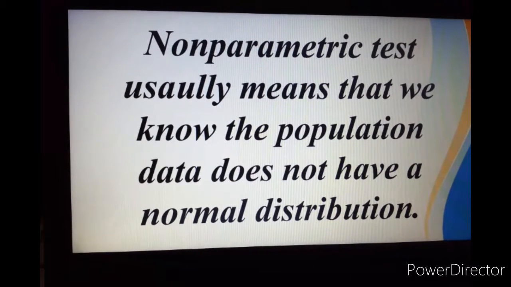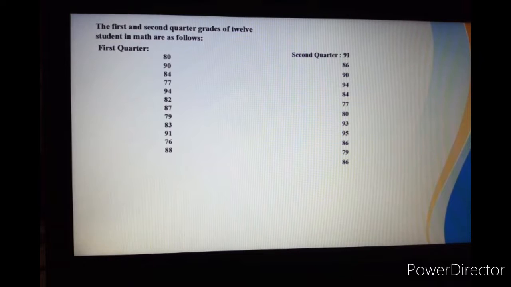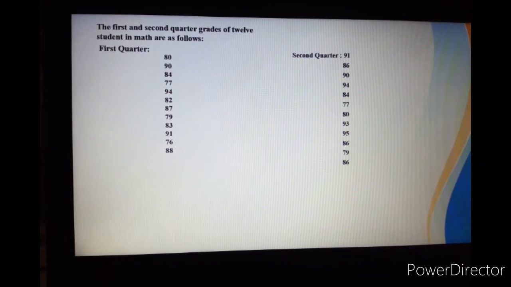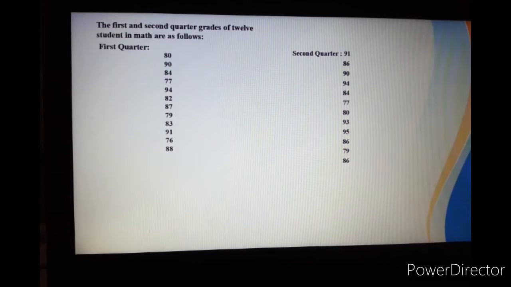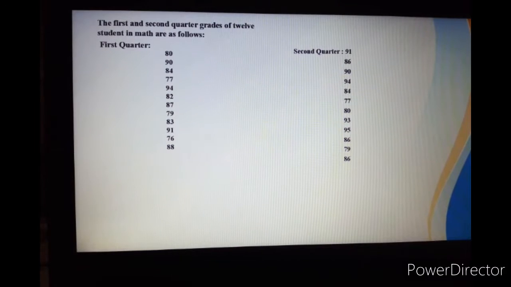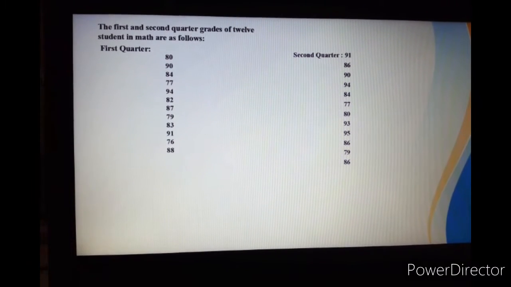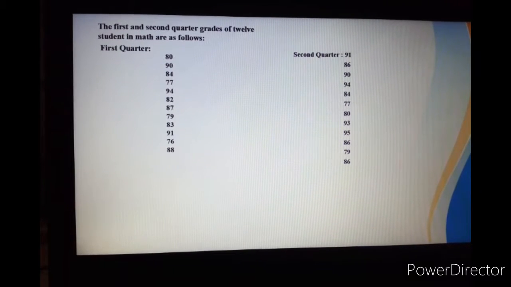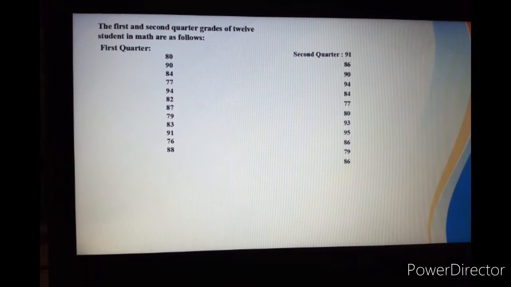So, okay, let's proceed to the example of a nonparametric test. The first and second quarter grades of 12 students in math are as follows. First quarter, we have 80, 90, 84, 77, 94, 82, 87, 79, 83, 91, 76, and 88. For the second quarter, we have 91, 86, 90, 94, 84, 77, 80, 93, 95, 86, 79, and 86.